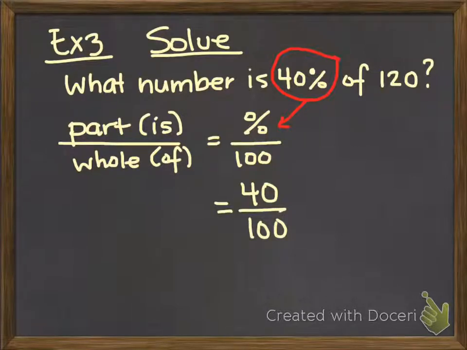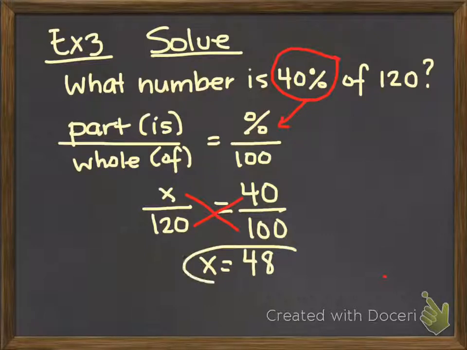And the is, what number is? We don't know what the is number is. And the of 120 is the whole part. So now we're going to do wickety-whack divide, or cross multiply and divide. 40 times 120 is 4,800 divided by 100. And the answer is 48. So 48 is 40% of 120.